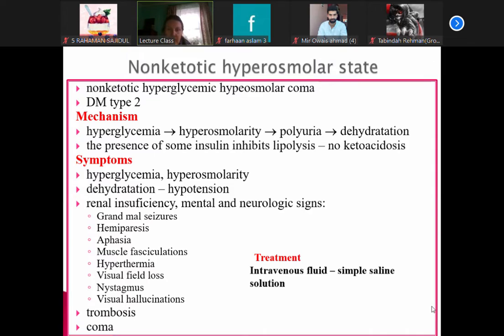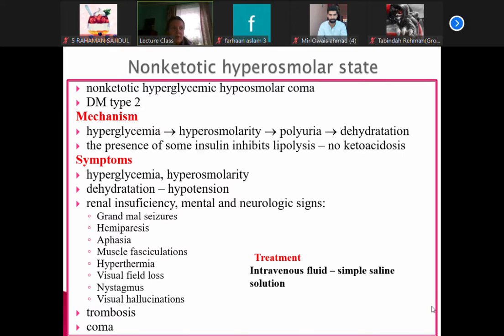As I said, just generally, in the book you will read more. And the last acute complication is called non-ketotic hyperosmolar state. It's a complication of type 2 diabetes, mostly. What is the mechanism? What is the pathogenesis? It's a rare complication, but very dangerous.